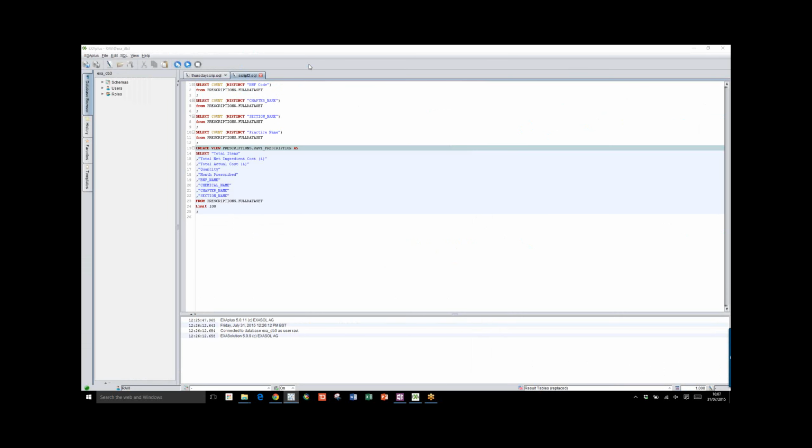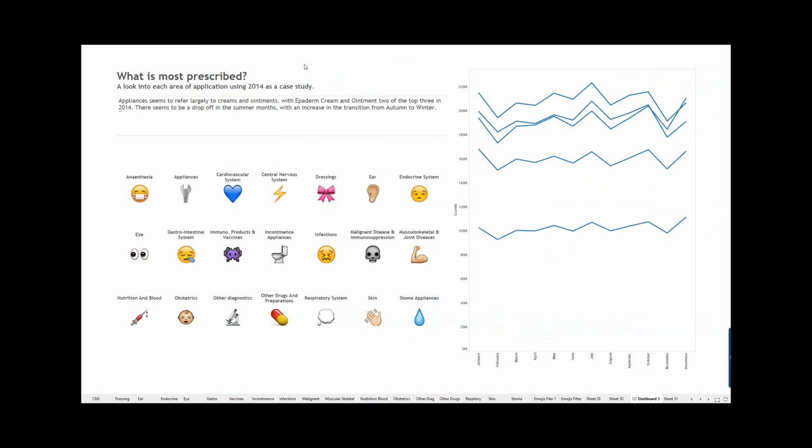So this is my output. It is a dashboard which is showing what is most prescribed. And on the right-hand side, you can see it's only for 2014. So I've limited the rows to just show the year 2014 and the months through that. And the emojis are the chapter names.